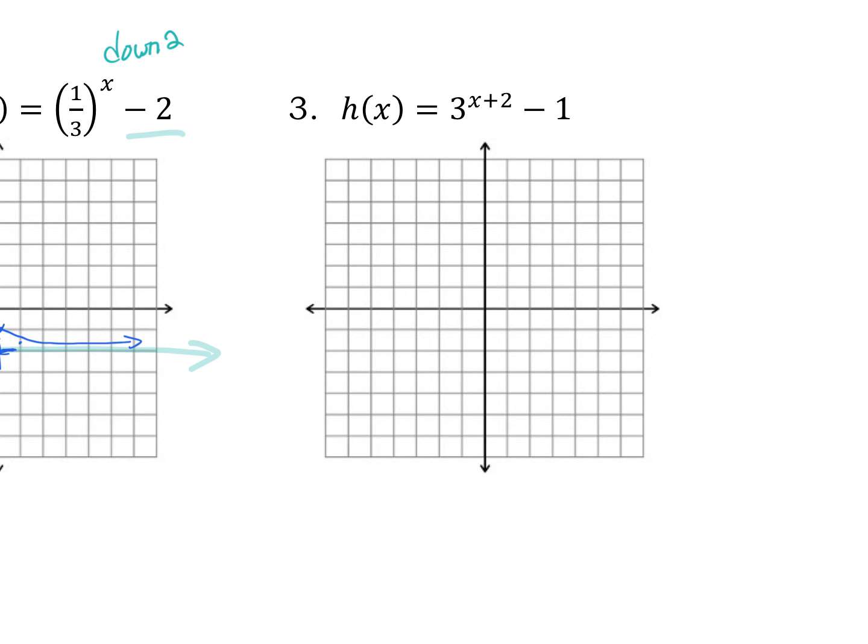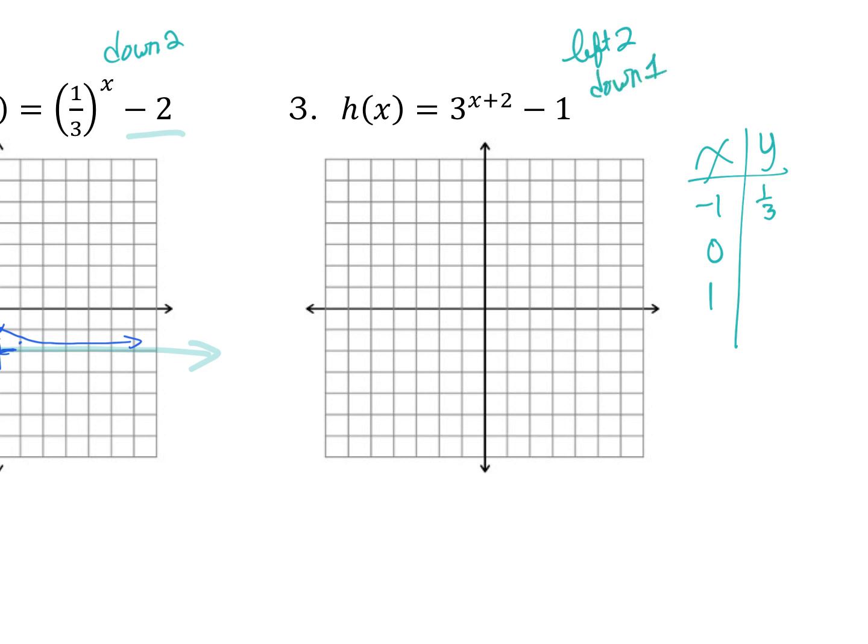All right, so someone talk me through this. Josh, talk me through this one. So how's it shifting? Left 2. Okay, so left 2 and down 1.